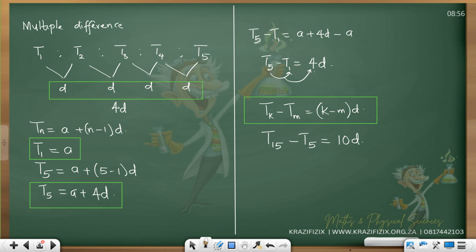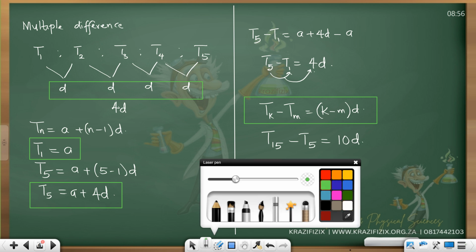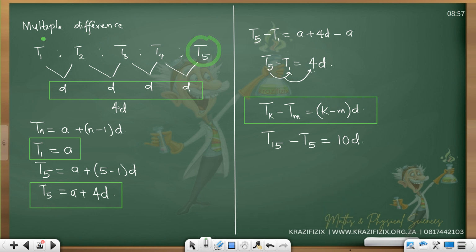Okay, look, for example, I'm saying if I give you T5 and I give you T1, I can simply tell the number of differences by saying T5 minus T1. And what is 5 minus 1? That's 4. And that allows me to get my difference in one step. For example, T15 minus T5 is basically saying 15 minus 5. There are 10 differences. Let me show you.